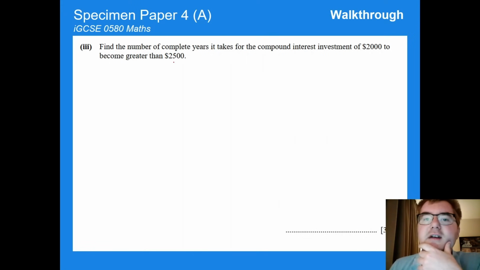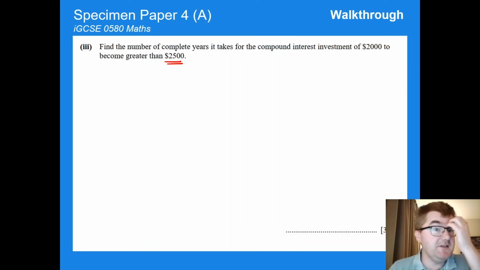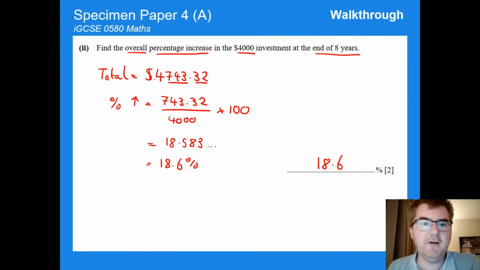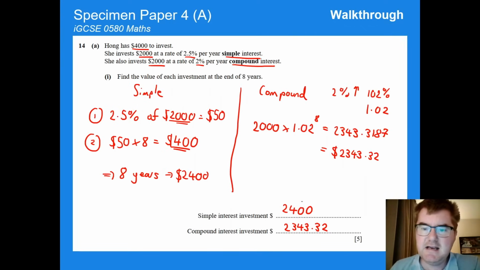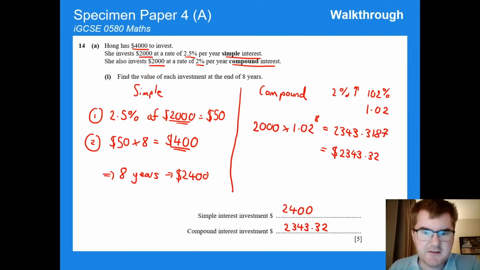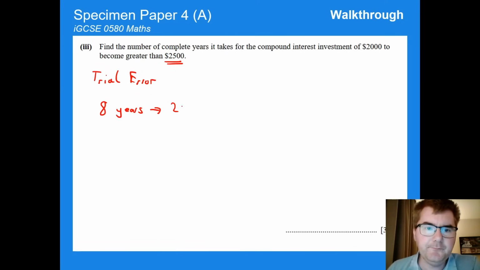Part 3, to find the number of complete years it takes for the compound interest investment of $2,000 to become greater than 2,500. Now, because we are working with 0580, you could do this with logs as well, but we'll do a trial and error approach, which is generally easier to remember. So let's get the information we have so far. So after 8 years, we had 2,343 and we want to get to 2,500.